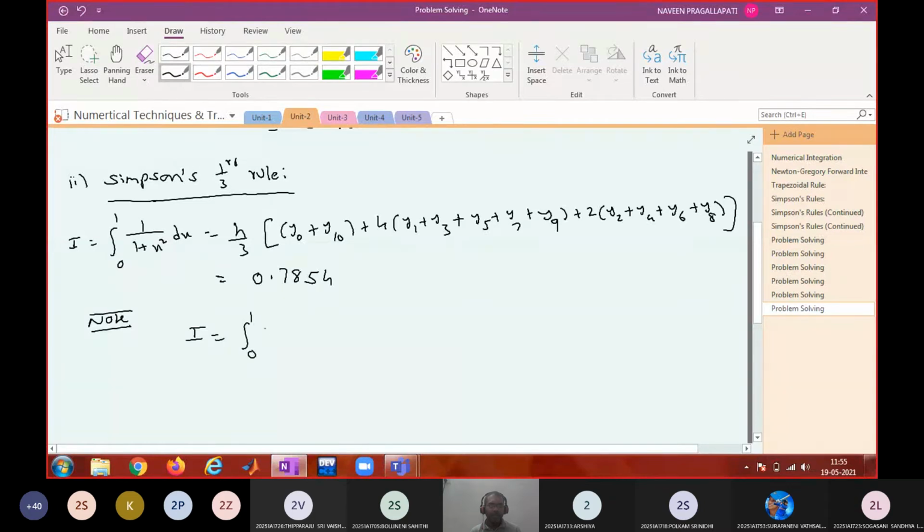The integral from 0 to 1 of 1 by 1 plus x square dx. 1 by 1 plus x square integration is tan inverse x, with limits 0 to 1. So this is tan inverse 1, lower limit is 0. Put your angle in radians and tell me what is tan inverse 1 value. 0.7854, sir.